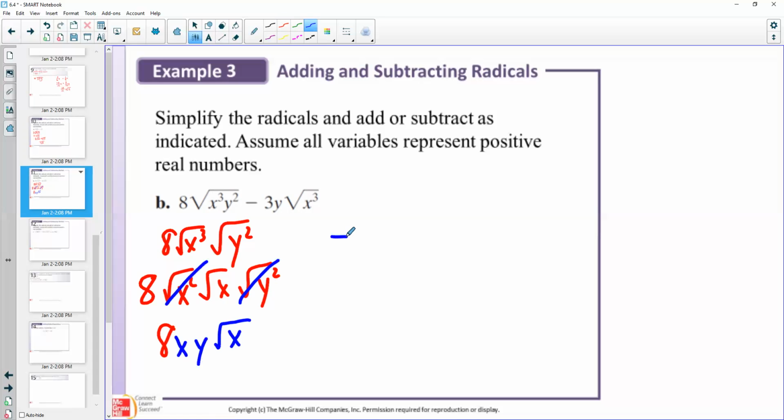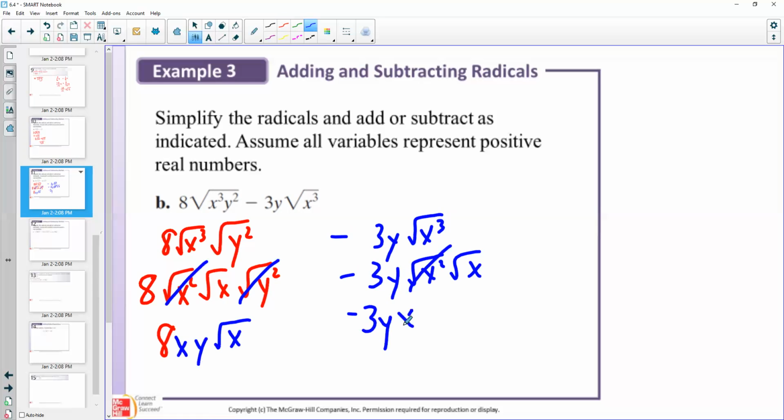For the second term, I have 3y minus, I'm going to break up that x cubed the same way, right? Minus 3y radical x squared, radical x. That becomes minus 3y x radical x. Now I have, well, xy and yx are the same thing, right? Multiplication is commutative. So I have 8xy radical x minus 3xy radical x. That means I have 5 of them, xy radical x.